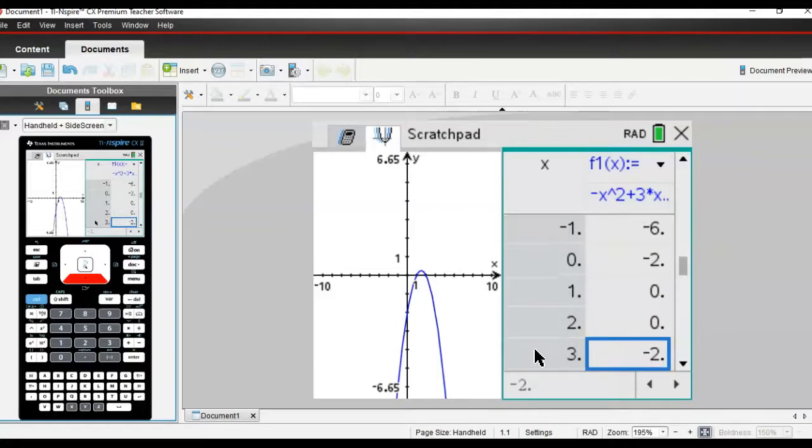3's at -2. You want to guess what 4 is? Look at the symmetry in the y values: -6, -2, 0, 0, -2. This next one's going to be, survey says, -6. So 4, -6. So this is what the calculator is doing. It's just saying, hey, I'm going to plug in values into your equation. So I'm going to plug in 0.